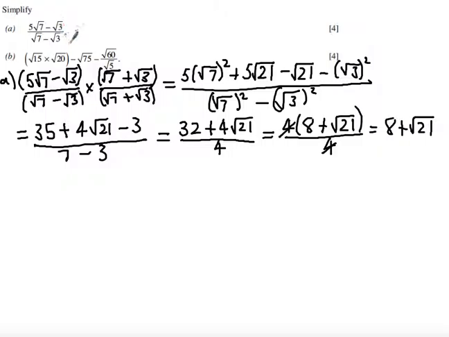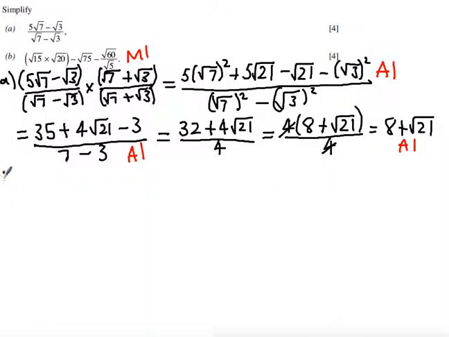How are the marks distributed in this question? Well, initially we get a method mark for showing that you multiply here by the conjugate of the denominator. You get an accuracy mark or an answer mark if you demonstrate the proper expansion across the top. You then also get an accuracy mark if we get this result of 7 minus 3 for the bottom, and then finally this accuracy or answer mark for the final simplified result of 8 plus root 21.